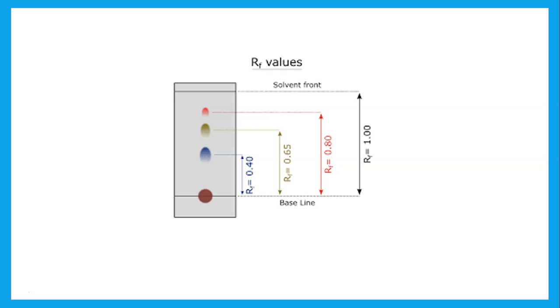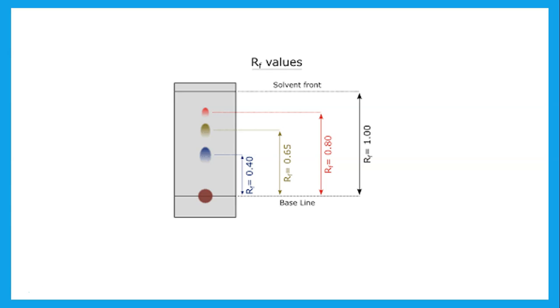But even without sitting down to calculate it, RF value 0.4 means it is less than halfway up. So if the spot is less than halfway up, then its RF value is less than 0.5. If it is exactly halfway up, it is 0.5. If it is a little bit higher than halfway up, then the RF value, for example for this brown spot, is 0.65. If the spot goes up a lot, near to the solvent front, then it will have a higher RF value of about 0.8 or 0.7.